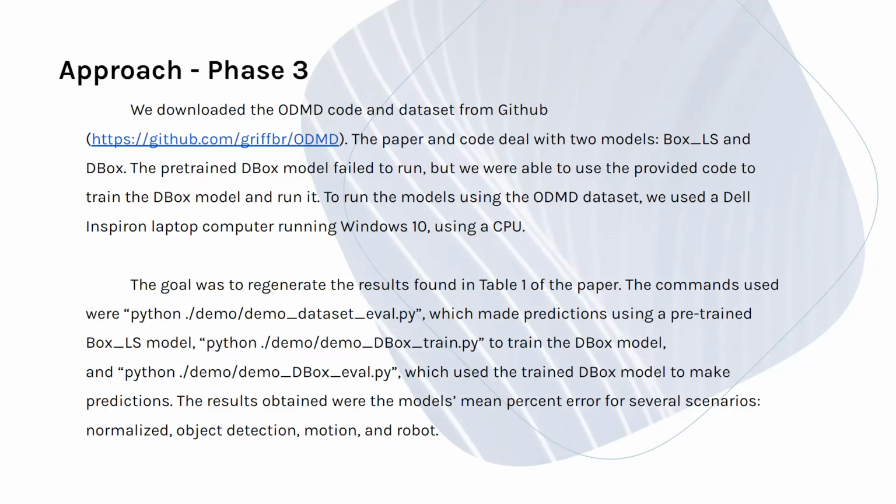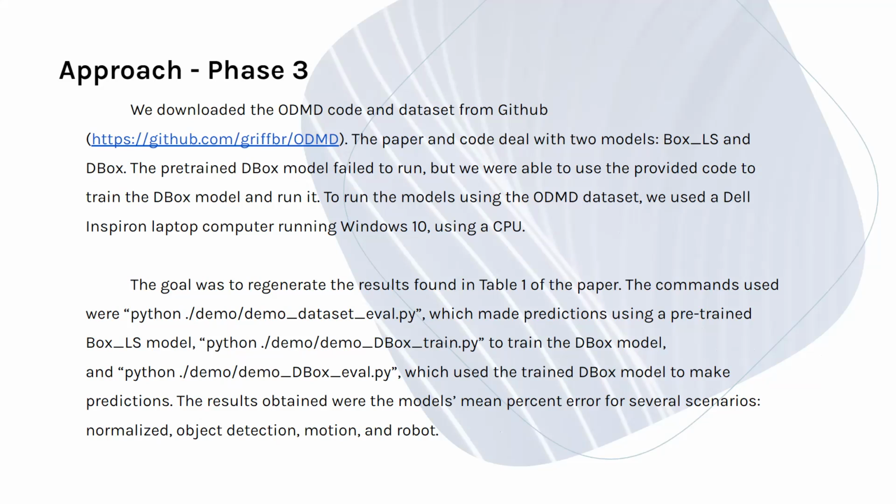So for our approach, we did two separate things. For both of them, we downloaded the ODMD code and dataset from GitHub using the link shown. From the paper and the code, we used two models, the BoxLS and DBox. The pre-trained DBox model failed to run, but we were able to use the provided code to train the DBox model and run it. To run the models using the ODMD dataset, we used a Dell Inspiron laptop computer running Windows 10, which used a CPU.